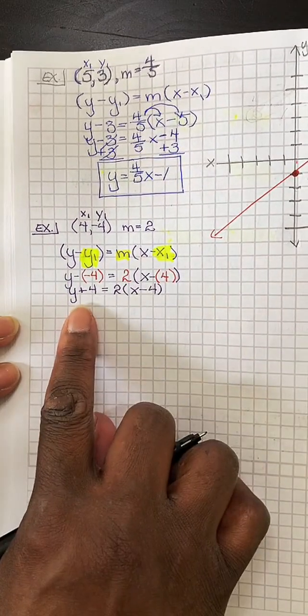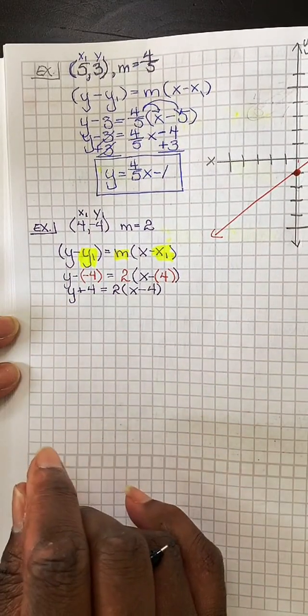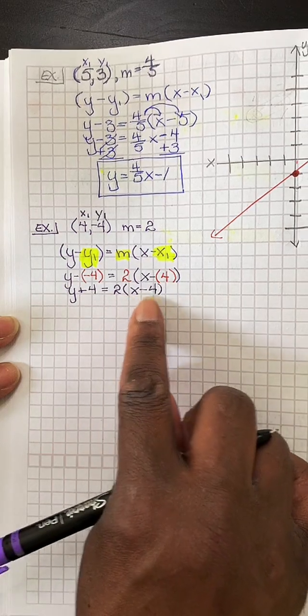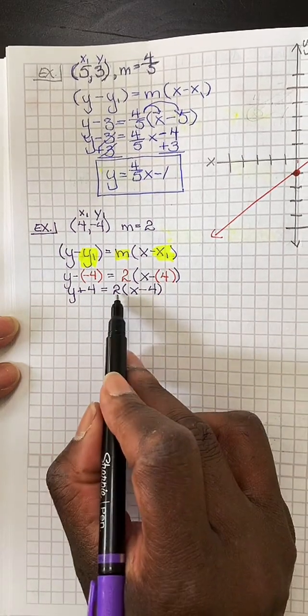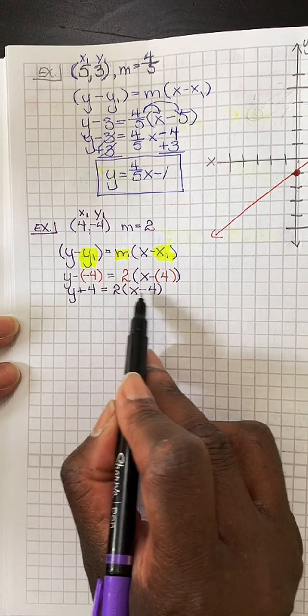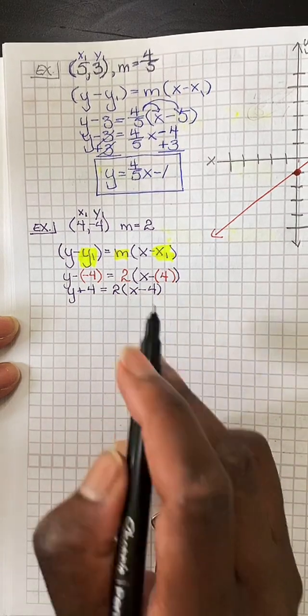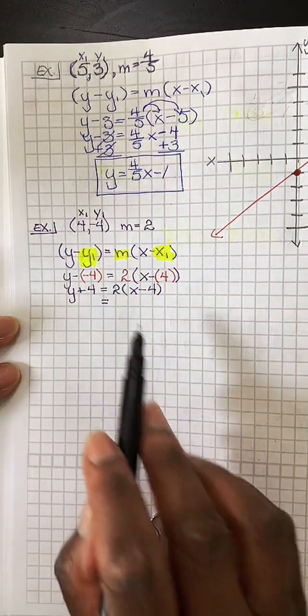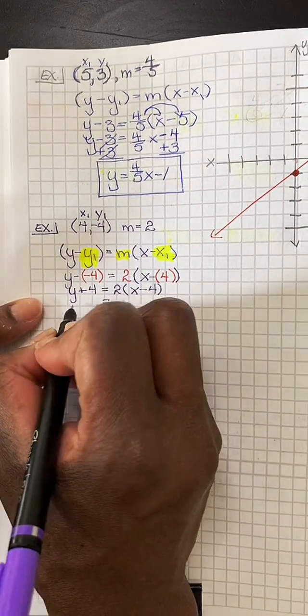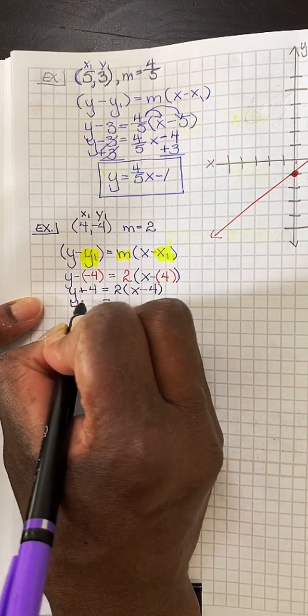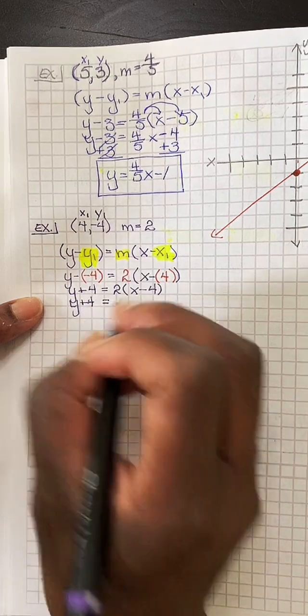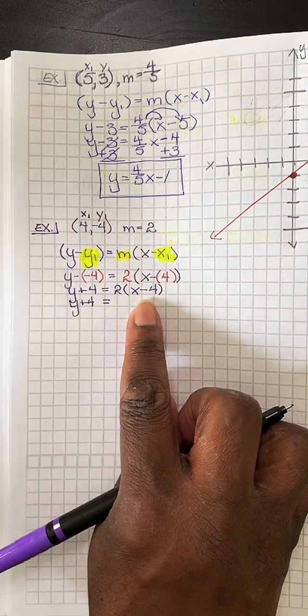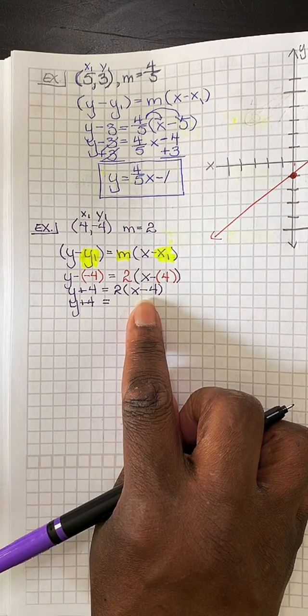So the left-hand side is pretty much okay. But the right-hand side, we need to multiply the 2 to everything inside of this parenthesis. What do I get when I do that? What do I get as a result on the right-hand side? I'm just going to bring down my y plus 4. But when I distribute the 2 to everything inside the parenthesis, what do I get?